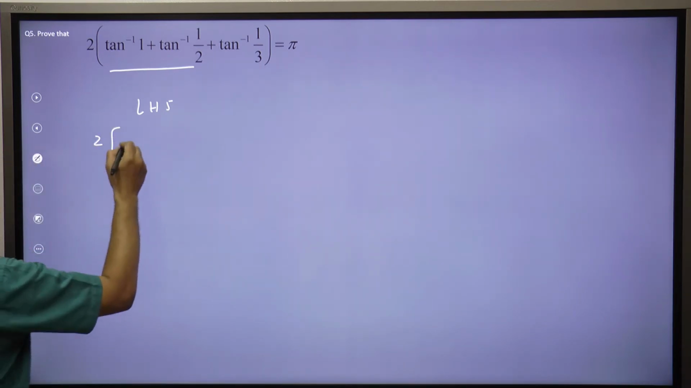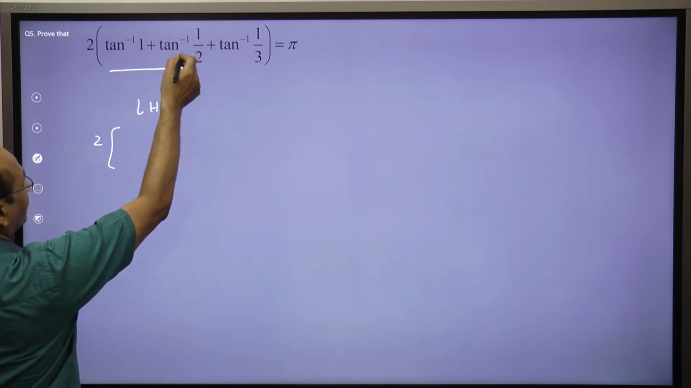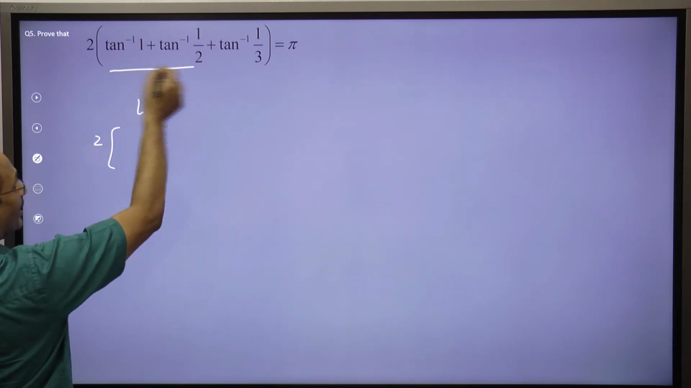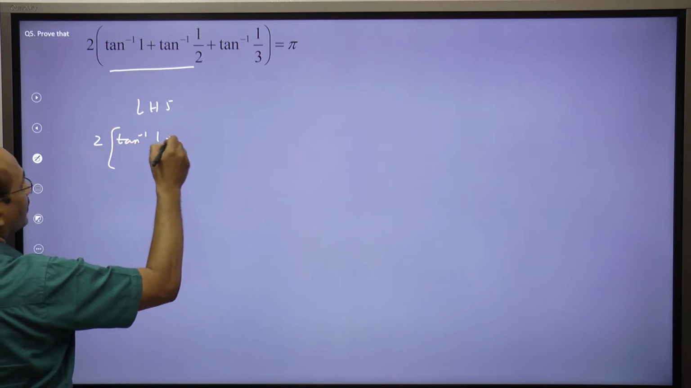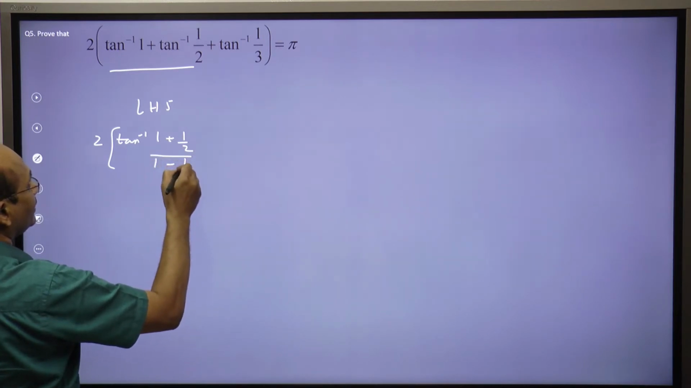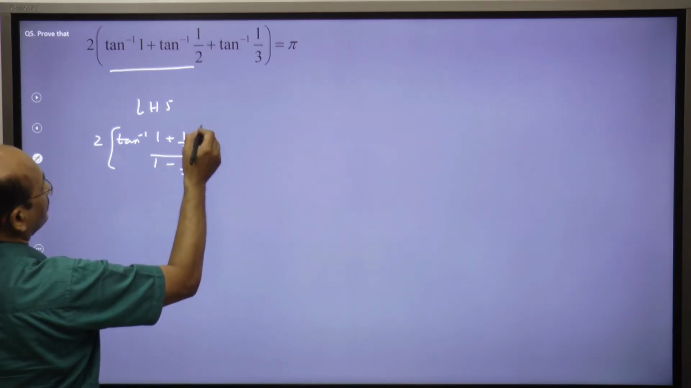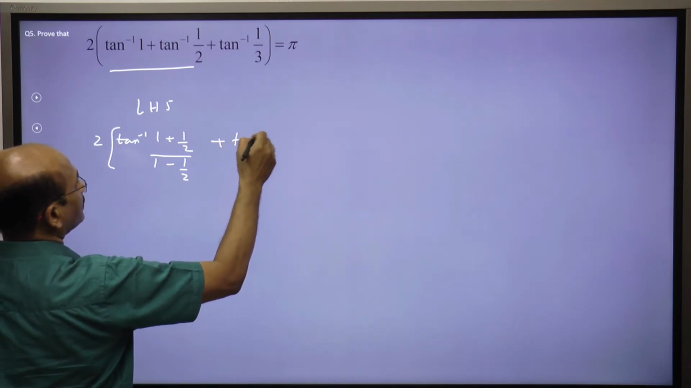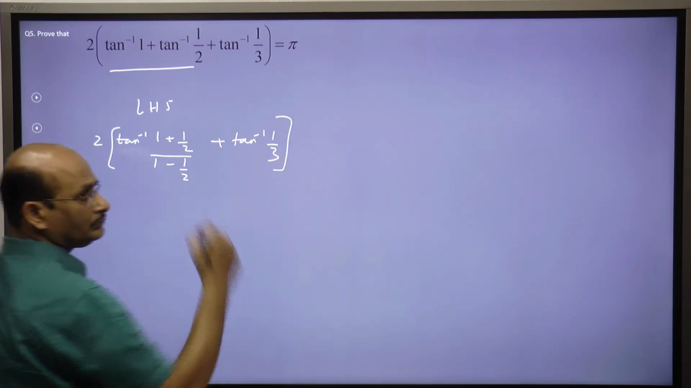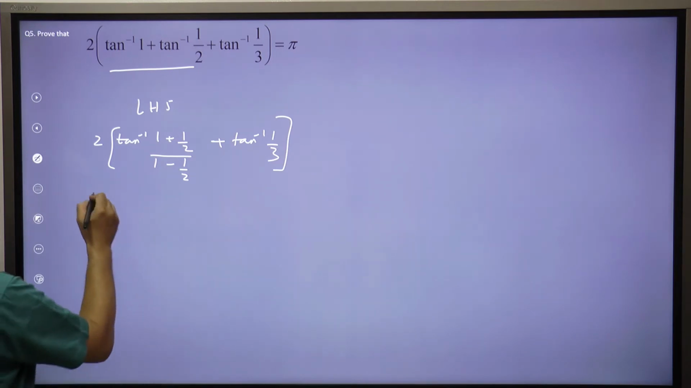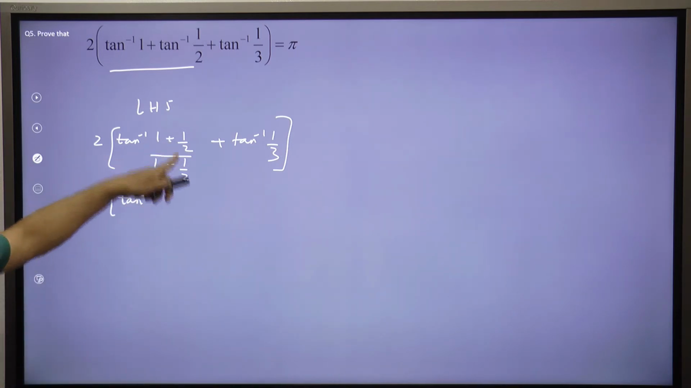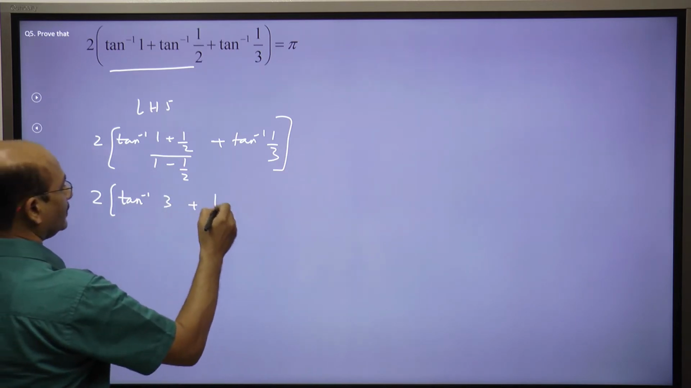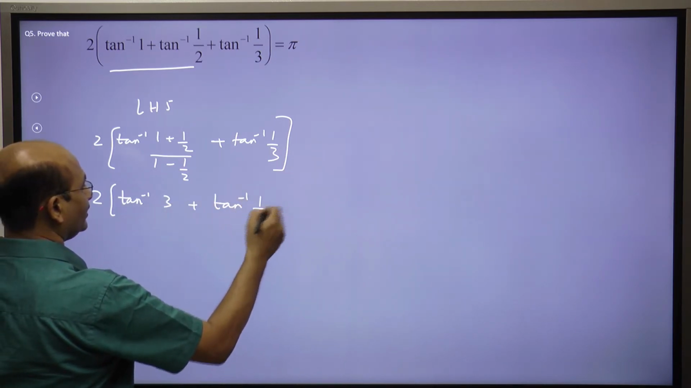So tan inverse 1 plus tan inverse half is tan inverse x plus tan inverse y, and I am applying the formula to this now. Tan inverse x plus tan inverse y is tan inverse (x plus y) upon (1 minus xy), right, plus tan inverse 1 upon 3. Okay, great. So what happens now? This will become tan inverse of 2 plus 1, 3 by 2, over 1 by 2. So 3 by 2 over 1 by 2 is tan inverse 3 plus tan inverse 1 by 3.